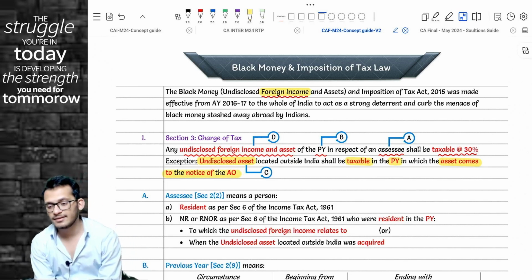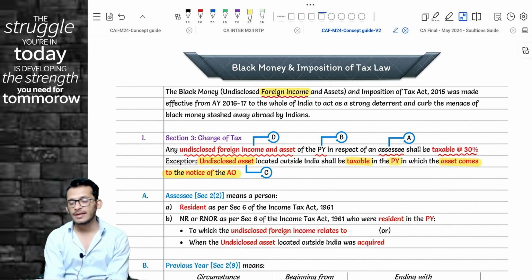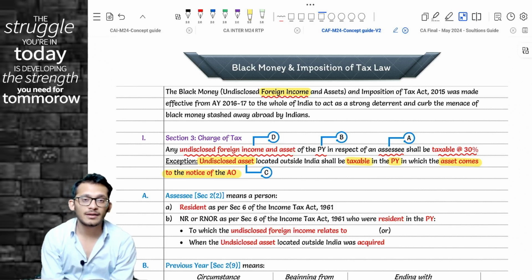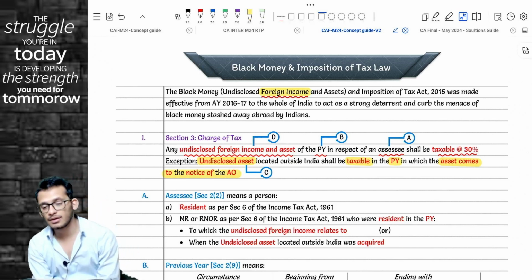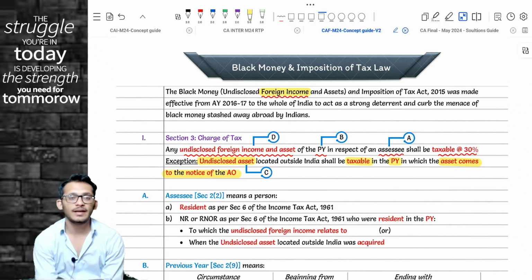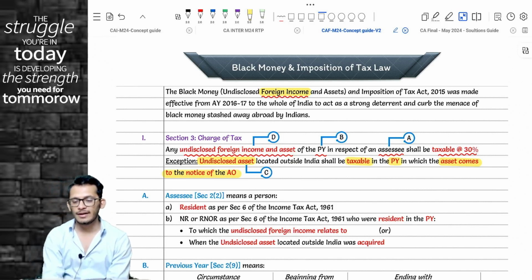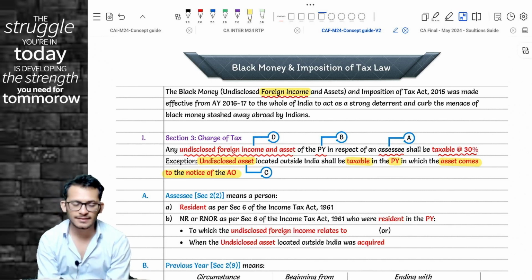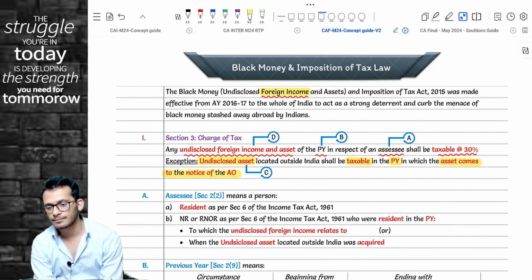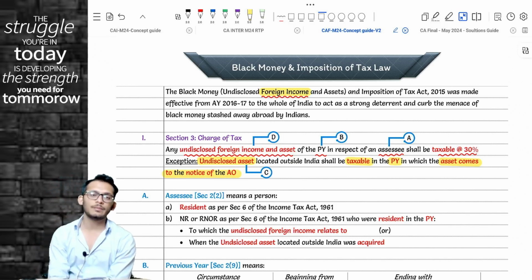So they are saying, Rahul, when it comes to an income, it will be taxable in the previous year to which it relates. But when it comes to an asset, it is taxable in the year in which it comes to the attention of the assessing officer, so that we are able to ensure that all taxes are paid. Is the charging section clear? Yes. Let's now break down the charging section.